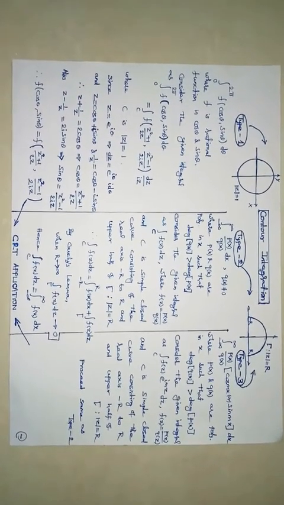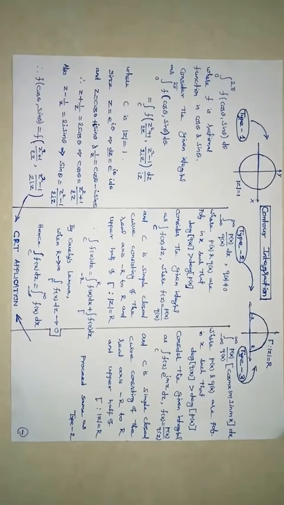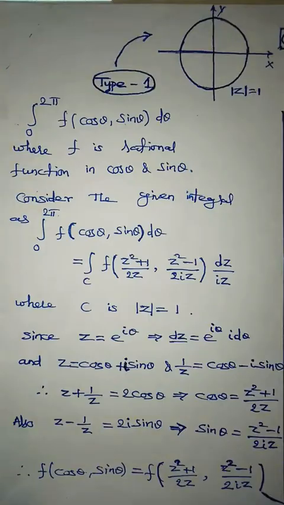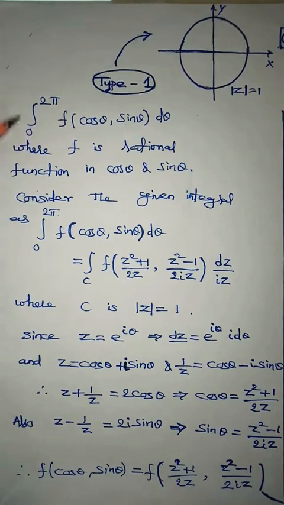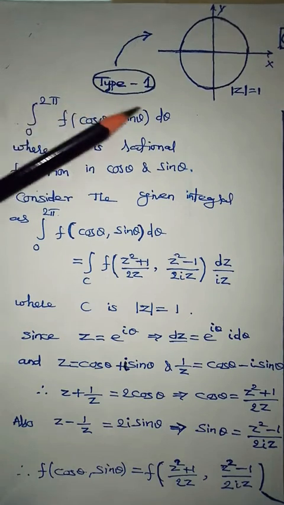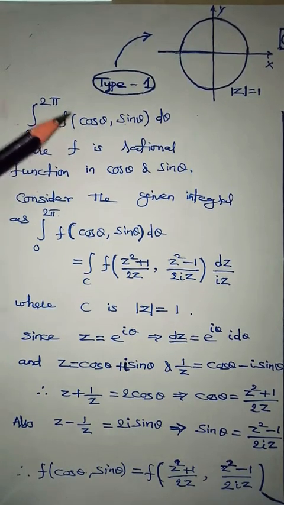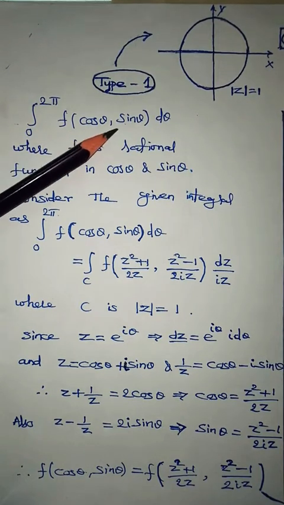Now I am going to explain problems in each type, so before that, we'll see what are types 1, 2, 3. Now, contour integral of first type. Integral from 0 to 2 pi of f(cos theta, sin theta) d theta is called contour integral of first type. Remember it: all type 1 problems under contour integration are integral from 0 to 2 pi of a function of cos theta and sin theta d theta.